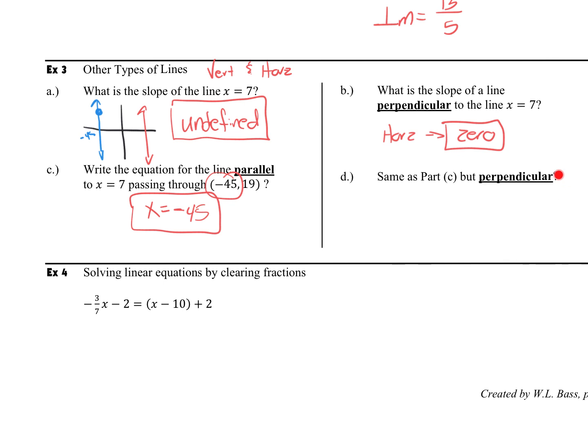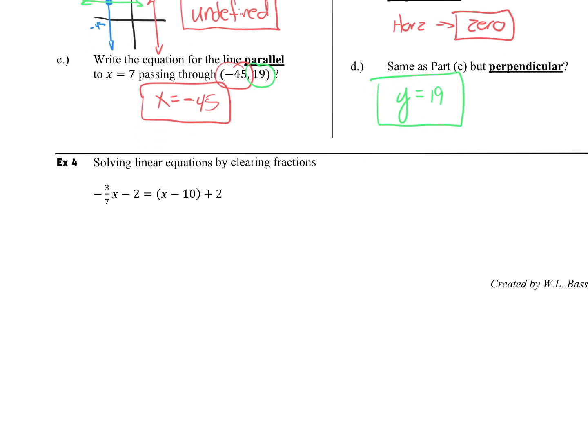If we wanted our line to be perpendicular to this one, we've already said that it's going to be something horizontal. And if our line is going to be horizontal, it's going to look like this. It's now going to be a y equals, and the y coordinate here is 19, or you can use the picture. So y equals 19.